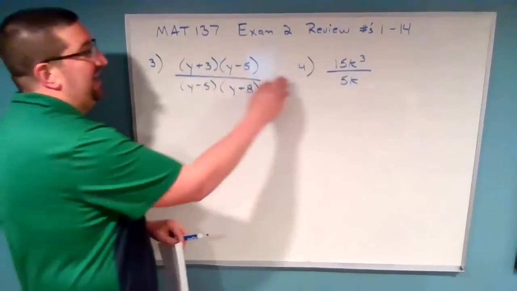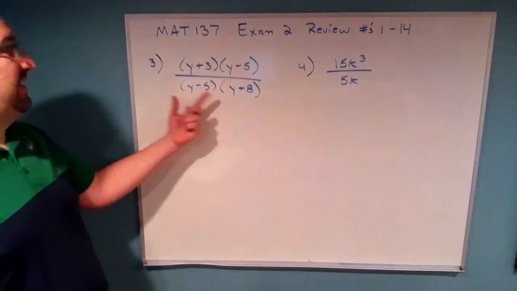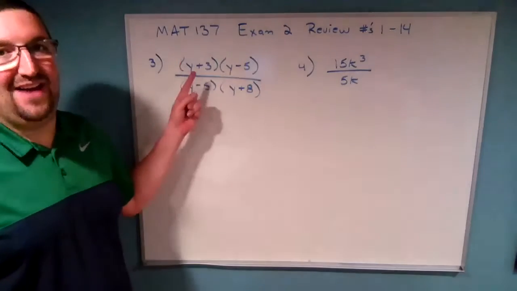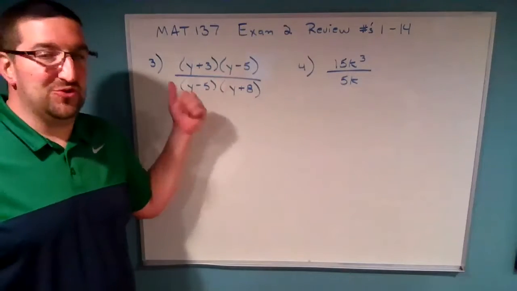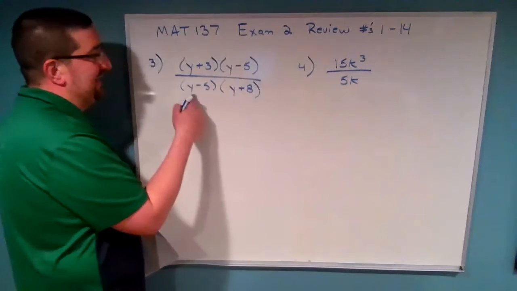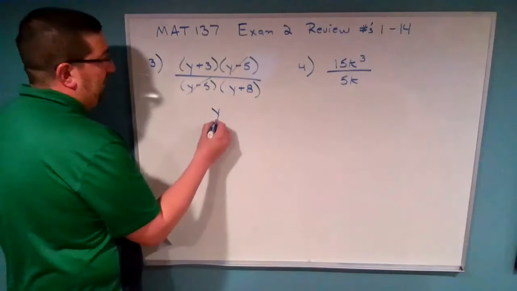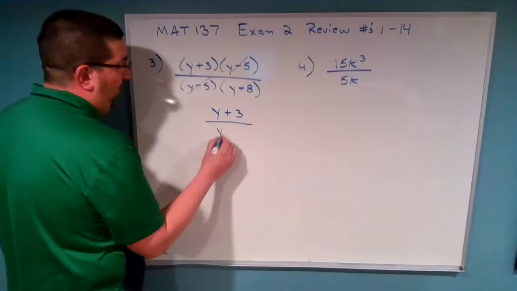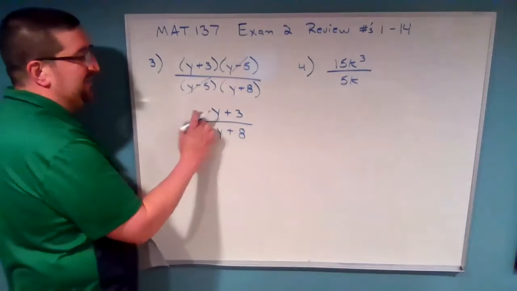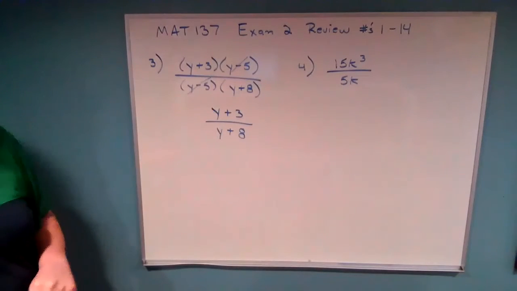For numbers 3 and 4, we are asked to simplify these expressions. We have number 3, we have all binomials here. The rule for canceling out a binomial is it has to be the same exact binomial. You can't cancel out parts of it. So as long as you have the same binomial in a numerator and denominator, you can cancel it out. So we're going to cancel out y minus 5. So we're left with y plus 3 over y plus 8. Do not cancel out the y's here, because the y is part of a binomial, you can't cancel it out. Your answer would be y plus 3 over y plus 8.